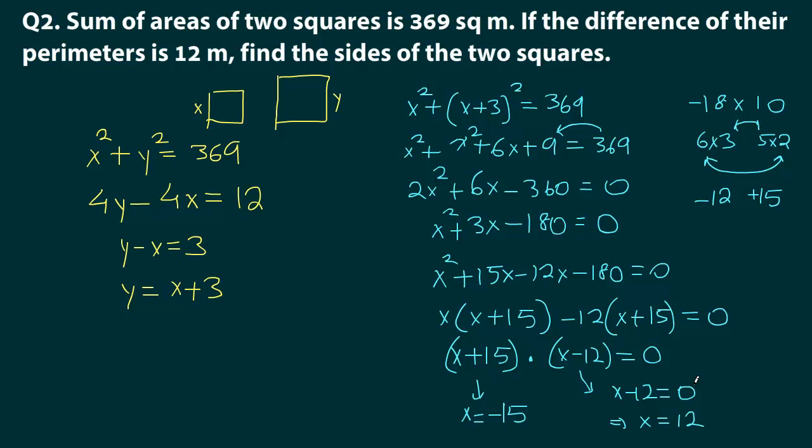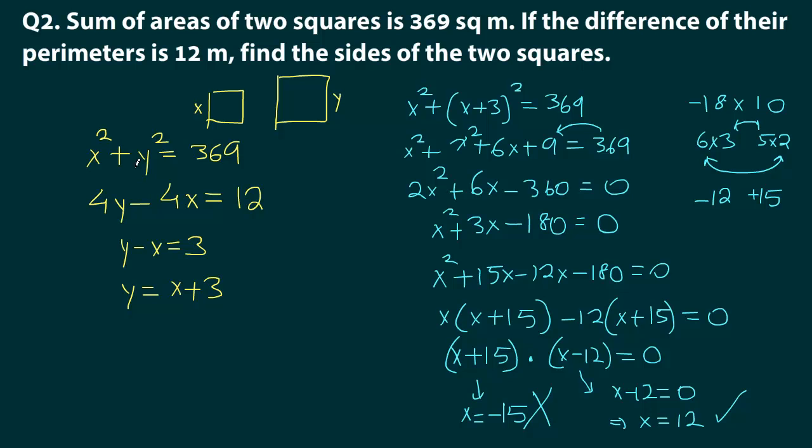Now let's take a look at the question and understand which of the two values, or both values, actually work. What is x? x is the measure of a side of a square, so x really cannot be negative. We cannot have a negative number for x. So x has to be 12, because the length of a square cannot be negative.